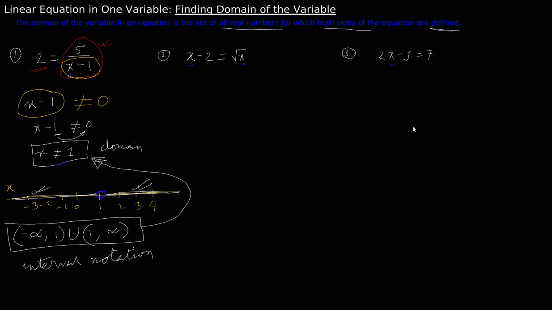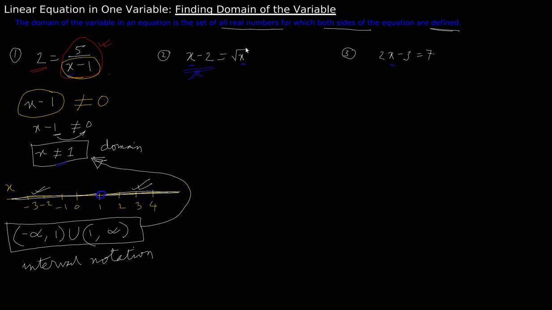So let us now see how we can find the domain for the second problem. For the second problem, let us first look at the left hand side. Now the left hand side is what? x minus 2. If I put x equal to 2, I still can calculate 2 minus 2, which is 0. That's still calculable. And if I put x equal to 1000, still 1000 minus 2 is calculable. So that means for the left hand side, any real number of x is going to work out.